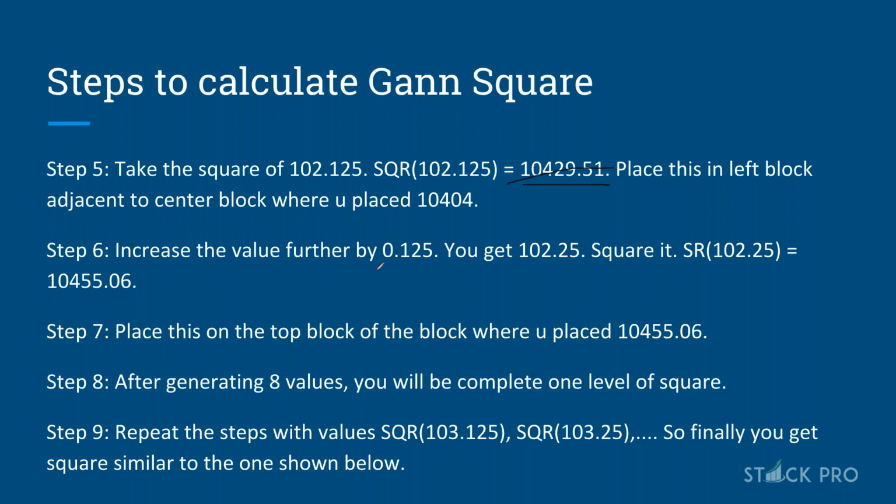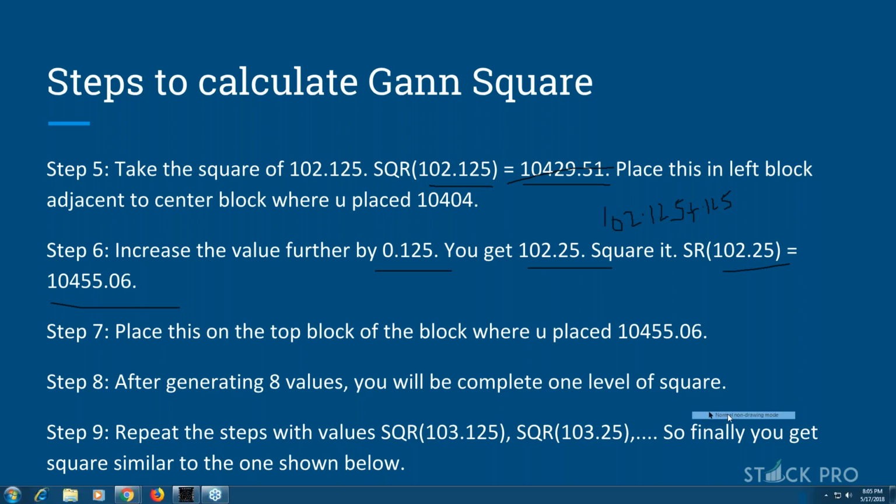Now further increase the value by 0.125. Now you add 102.125 plus 0.125, right? How much will this be? It will be equal to 102.25, and find out the square of that. That comes out to be 10455.06, and so forth.